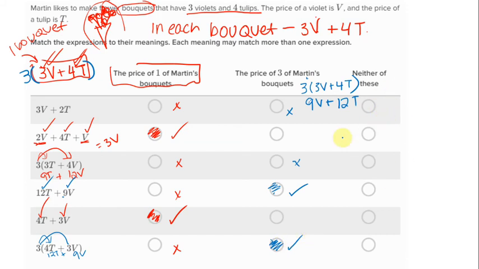All right, and then the ones that I didn't use for anything, so these two would be considered neither. And then that would be my correct answer. So that would be how you would fill in something that looked like this. We're just translating it and seeing what's equivalent.